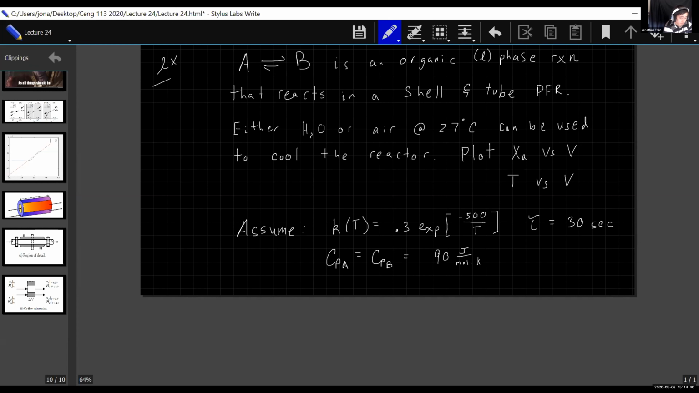I will point out that this particular specification makes the calculation that we're about to do, or at least the energy balance calculation, quite a bit simpler. However, if they were not equal, then it's really just a matter of including a sum in your code, and I'll point that out when we get to it.